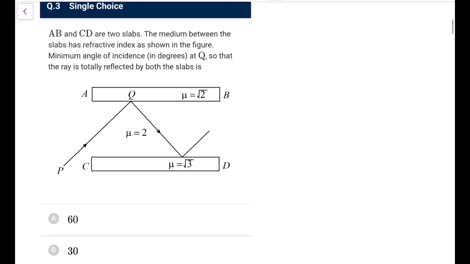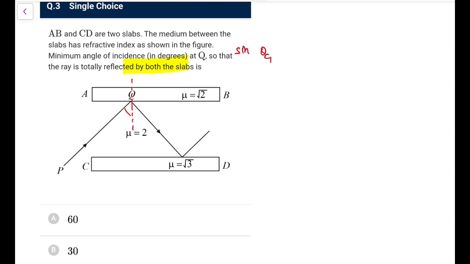Next one. AB and CD are two slabs. The medium between the slabs has a refractive index as shown in the figure. Find the minimum angle of incidence in degrees at Q so that the ray undergoes TIR at both the sides. So for both the slabs you need to remember. Just see for this one, first calculate this theta c for the first interface.